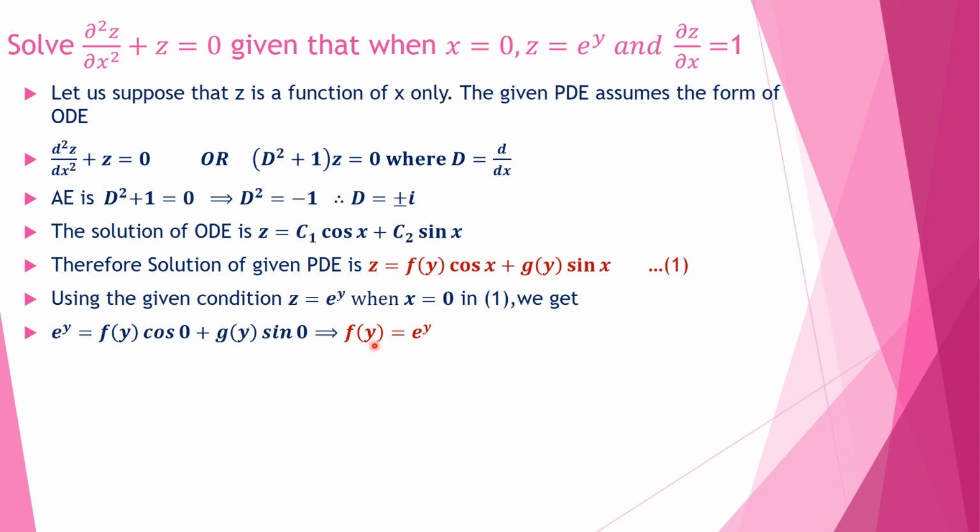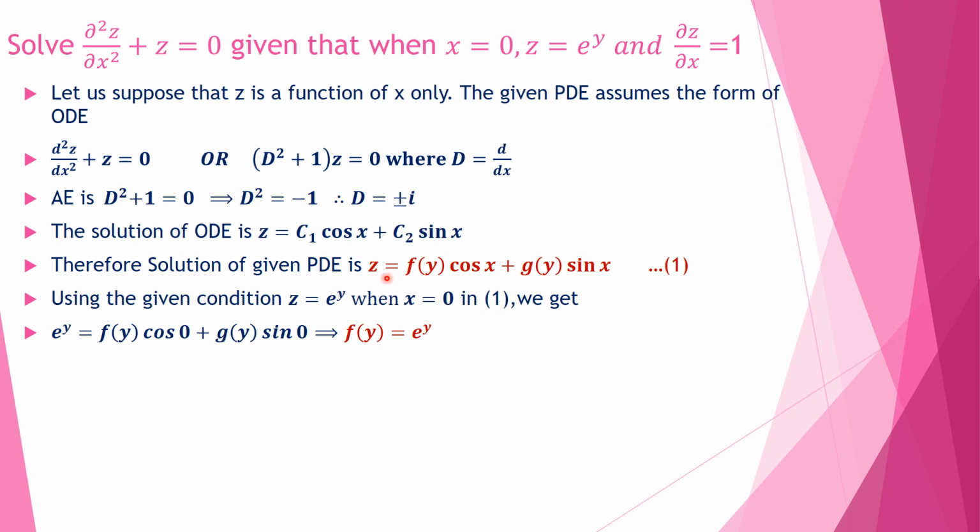Now we have to find the expression for g of y. To find it, we can use the second condition. What is the second condition? Dou z by dou x is 1 whenever x equal to 0. Do we have a dou z by dou x term here? No, in equation 1 we have only the z expression. So how to find dou z by dou x?